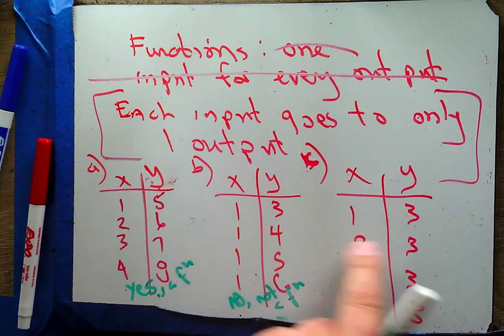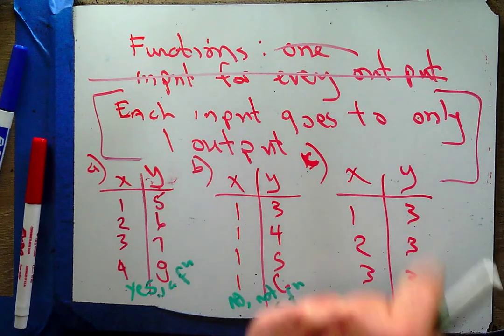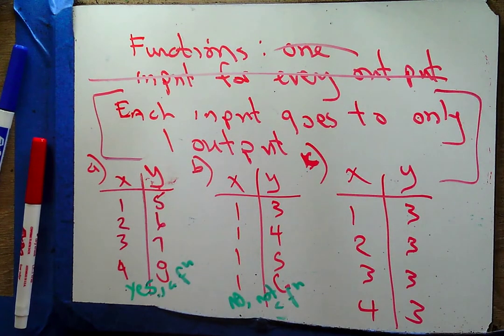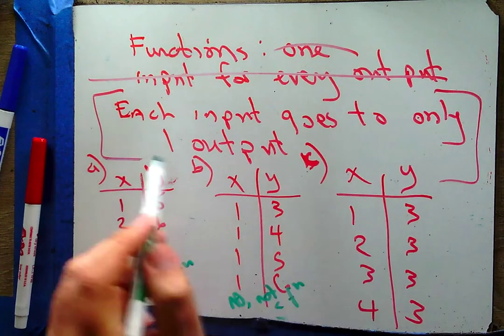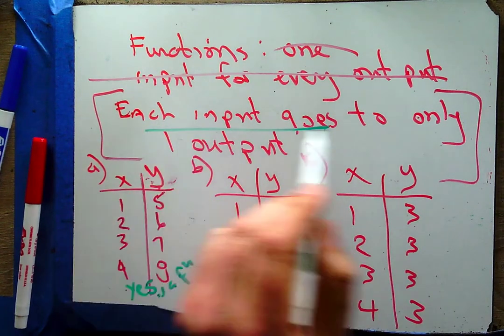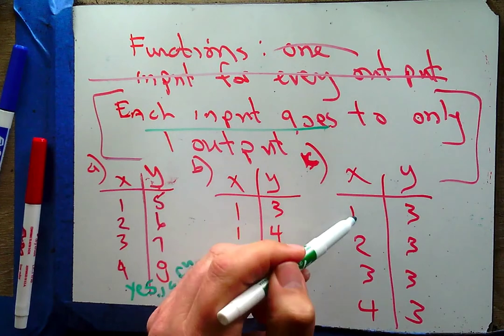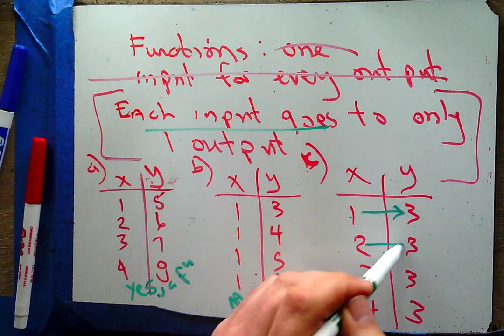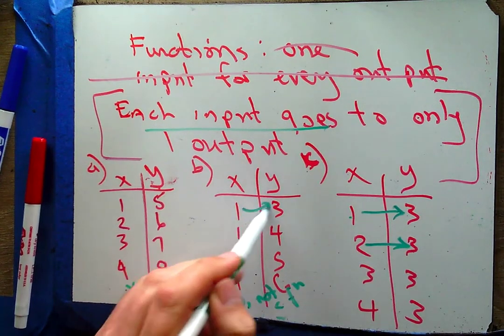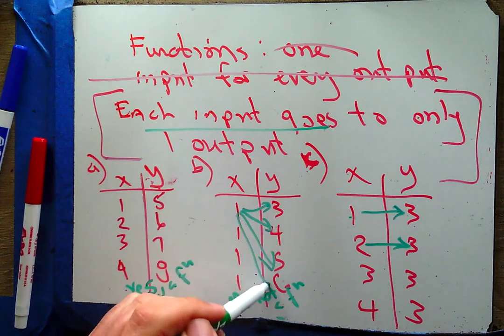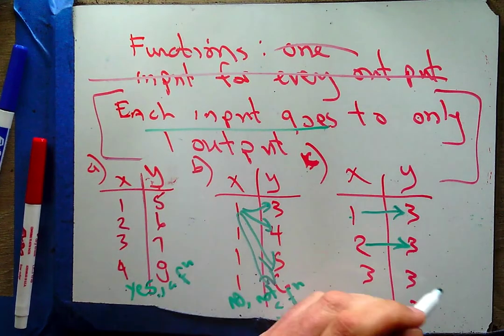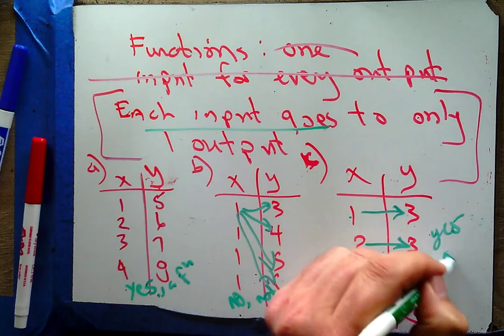Input goes to only one output. I see that the output is repeating, but not the input. And that's what it says here. Each input goes to only one output. This input only goes there. This input goes there. Here, one went here, and here, and here, and here. Okay, so this is yes, a function.